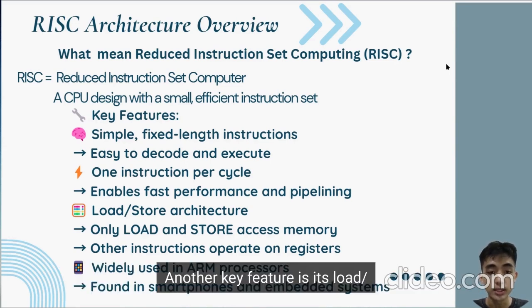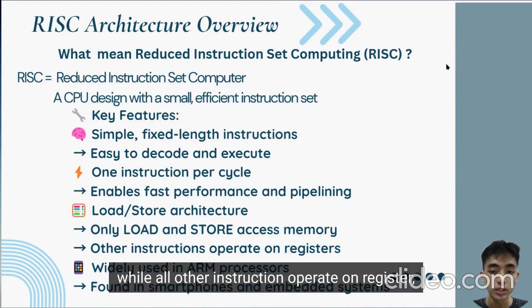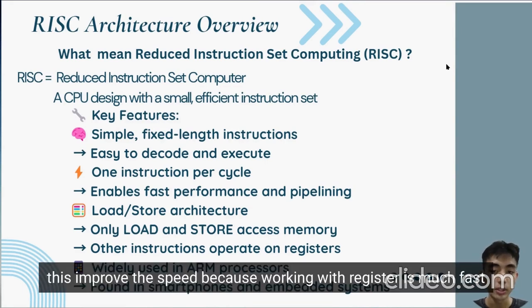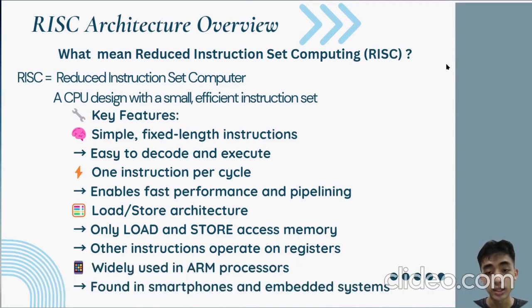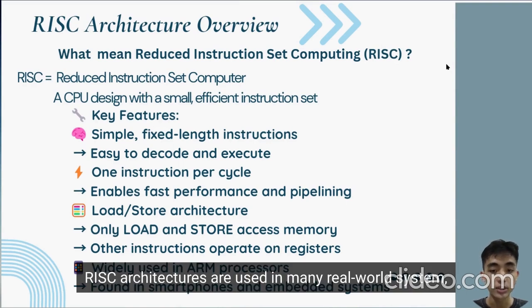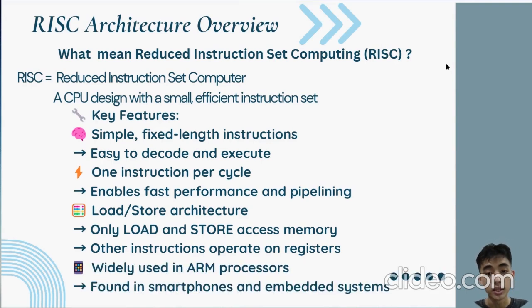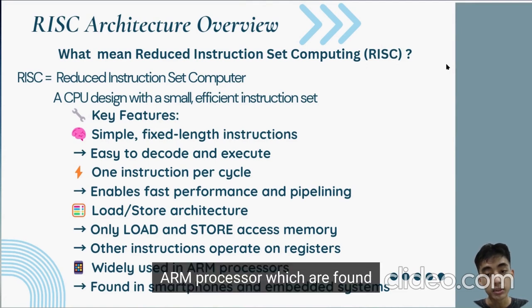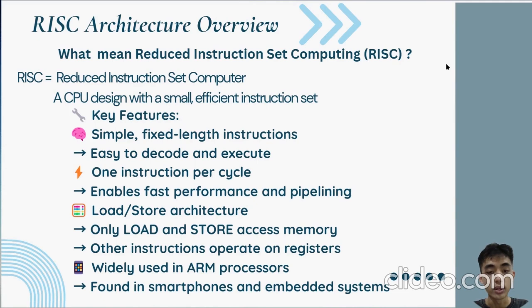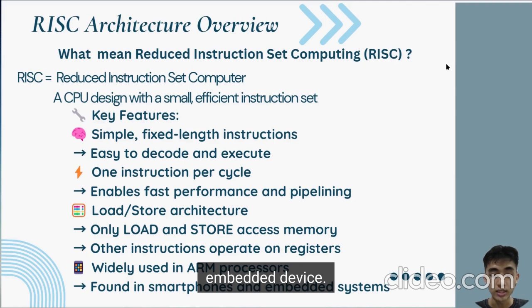Another key feature is the load-store architecture. Only the load and store instructions access memory, while all other instructions operate on registers. This improves speed because working with registers is much faster than accessing memory. RISC architectures are used in many real-world systems, especially in ARM processors, which are found in smartphones, tablets, and embedded devices.